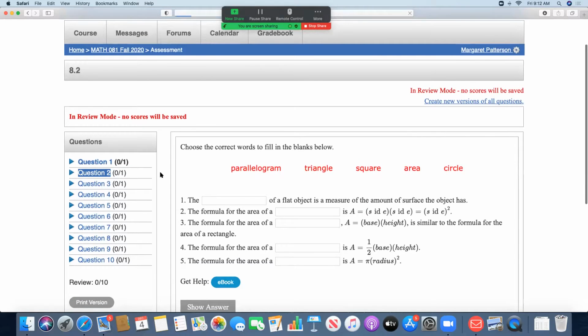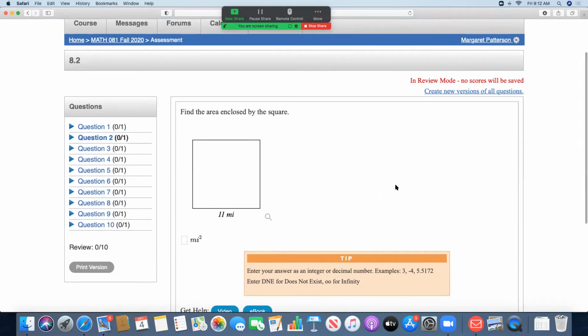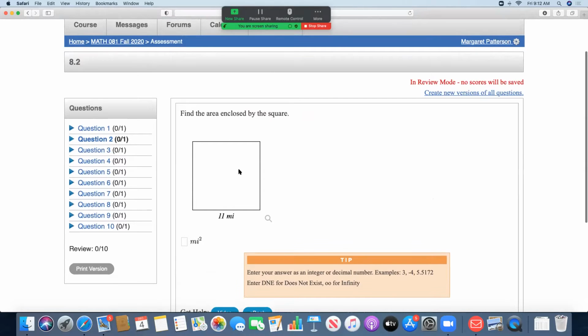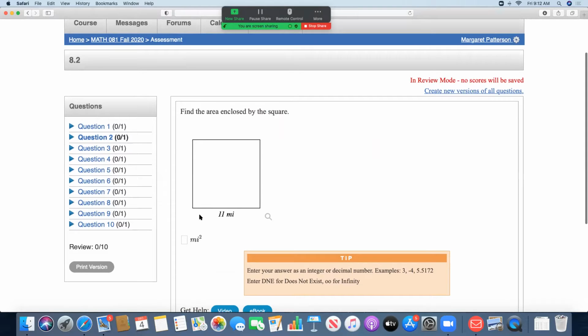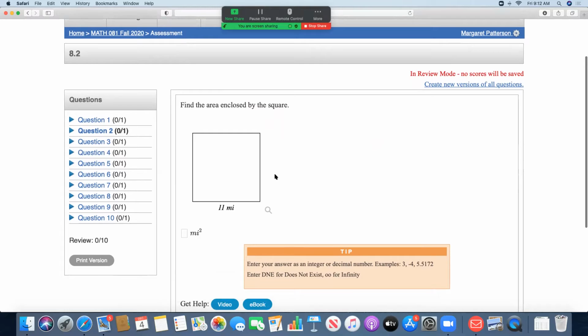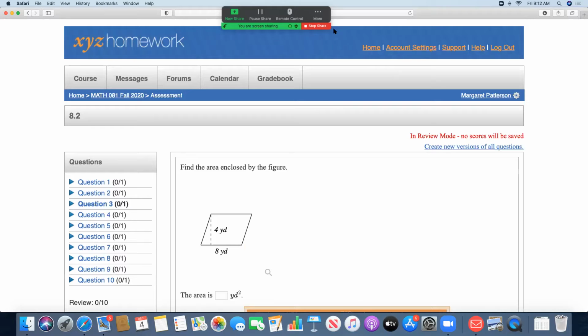Okay. This is 8.2, and let's just look at it without doing all the number crunching, but make sure we understand. The minute they say area, the formulas are different. So it's really the length times the width, and with a square, it would be 11 over here. So it's 11 times 11, and that answer is 121 square miles.